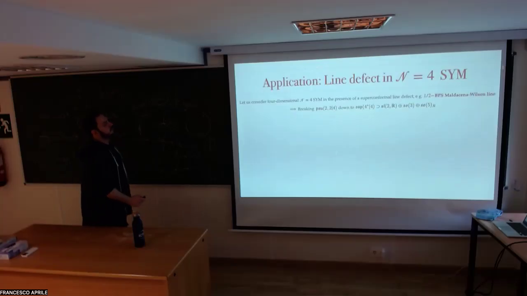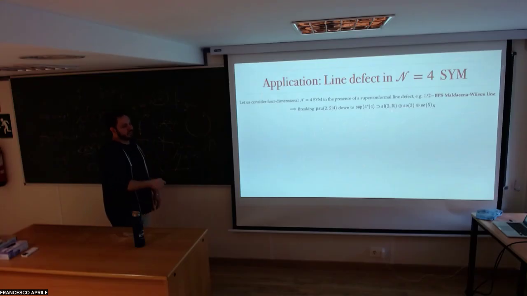So let me consider as a concrete example the case of N=4 super Yang-Mills in four dimensions in the presence of a superconformal line defect, in particular the 1/2 BPS Maldacena-Wilson line. First of all, this superconformal defect breaks the original superconformal algebra, PSU(2,2|4), down to OSp(4*|4), whose bosonic algebra contains SL(2,R), which is the conformal algebra along the line.